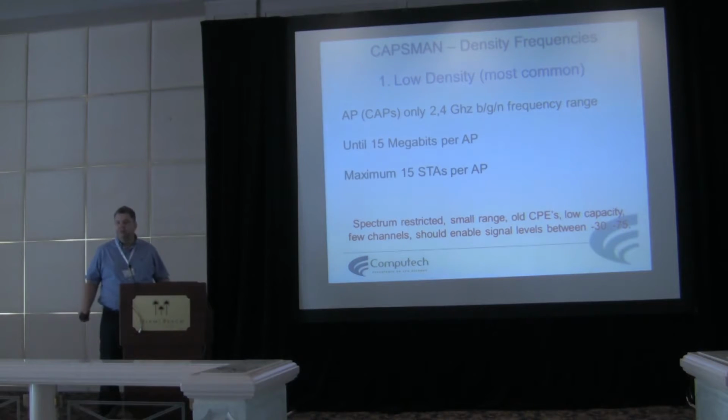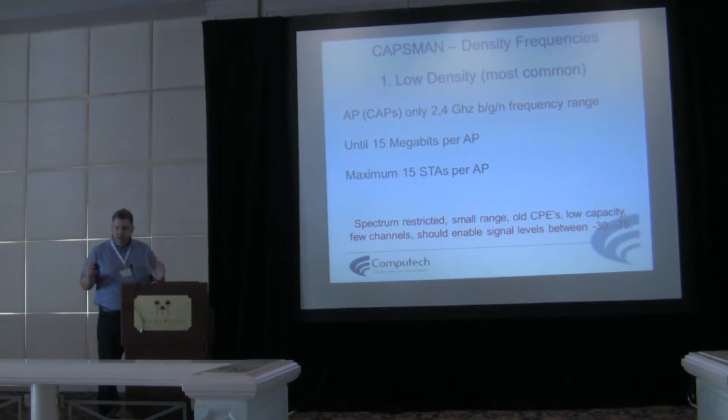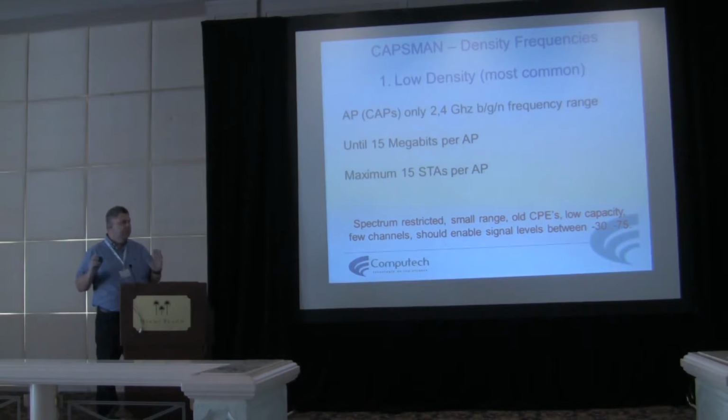The problem of a low density project is obviously little bandwidth. Spectrum in the 2.4 range is restricted. Usually you have old CPEs, low capacity. Some old CPEs only have the B mode, for example. This will decrease the performance of the entire network. And the signal range should be -30 to -75. So that's a low density network.